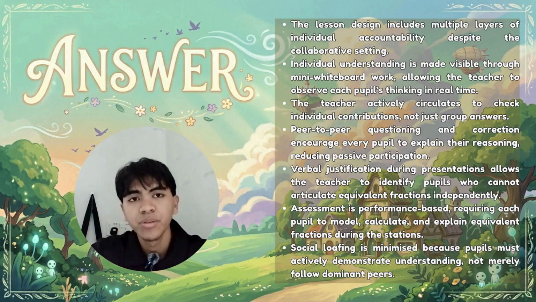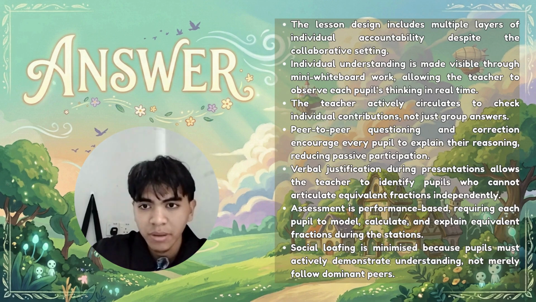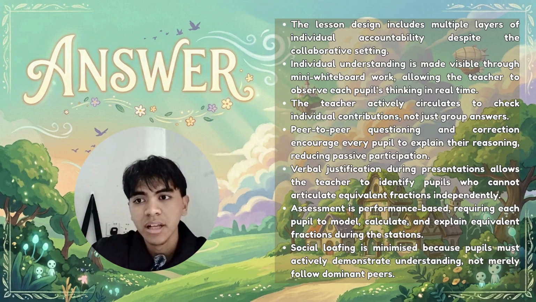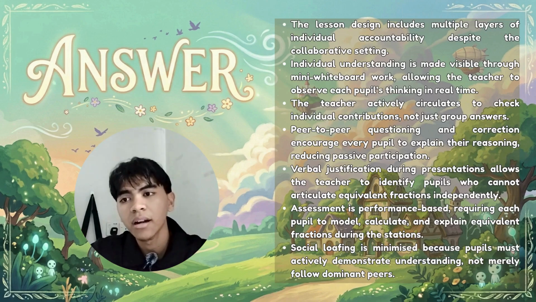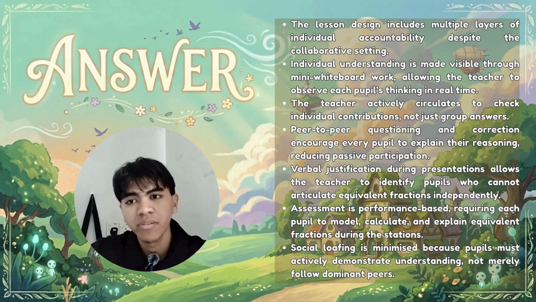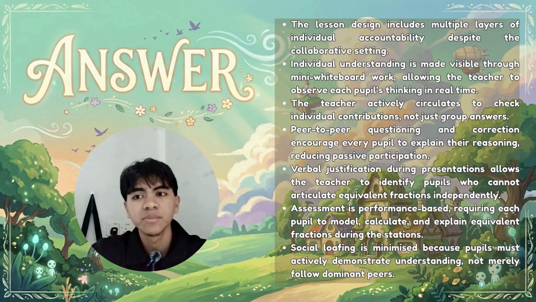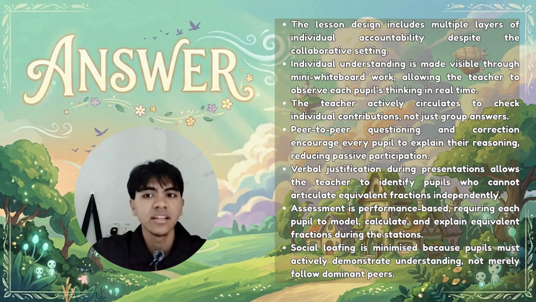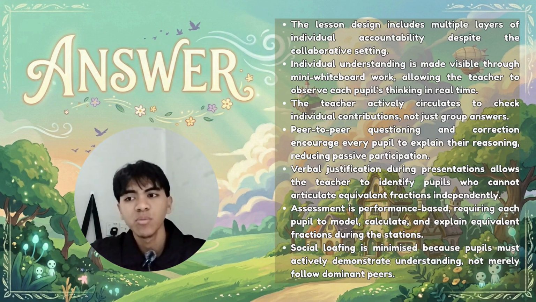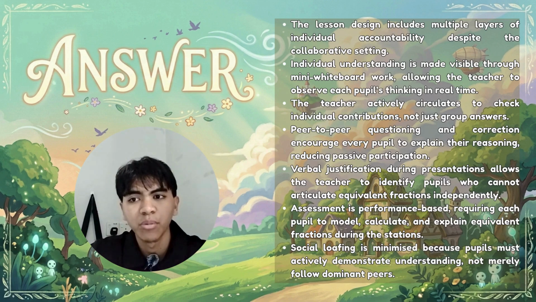Secondly, peer-to-peer monitoring plays an important role in maintaining individual accountability. Through structured social interaction and the negotiation of meaning, pupils are encouraged to question, clarify, and correct one another's thinking. This natural peer-correction process acts as an initial layer of assessment, as pupils who are less engaged are prompted by their peers to explain their reasoning instead of passively following along.